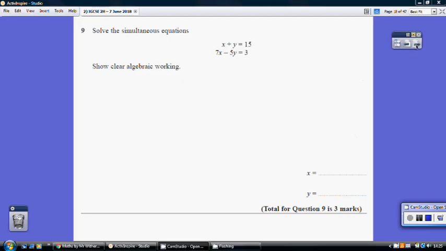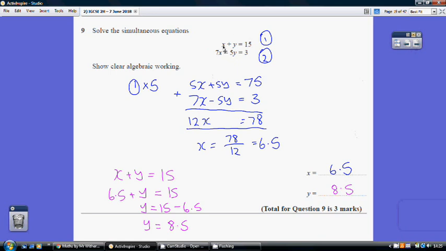Question 9. Now we need to line up either the x's or the y's. So you need to choose to either multiply equation 1 by 7 to line up the x's, or as I've done, multiply equation 1 by 5 to line up the y's. So taking equation 1 and multiplying each of the terms by 5, I get 5x plus 5y equals 75. So now when I compare that to my equation 2 of 7x minus 5y equaling 3, I've got the same numerical value of y's, 5y.